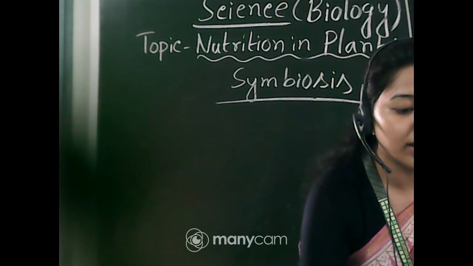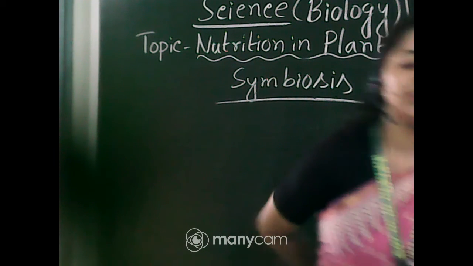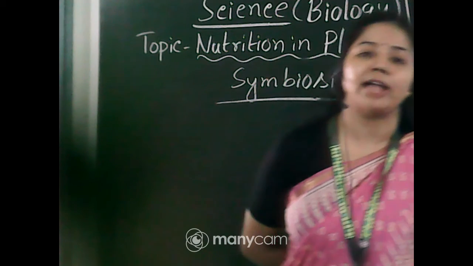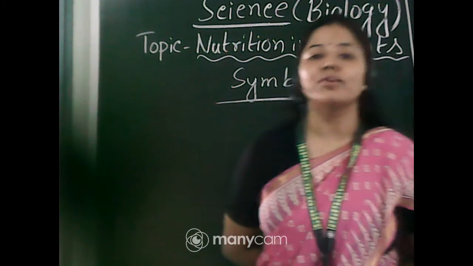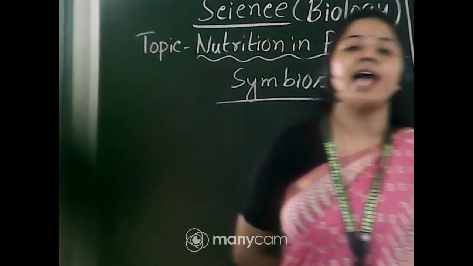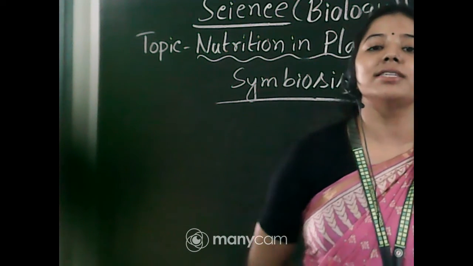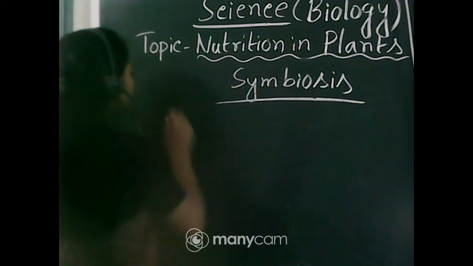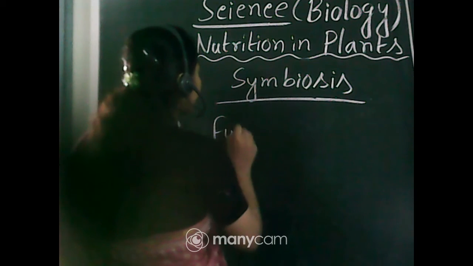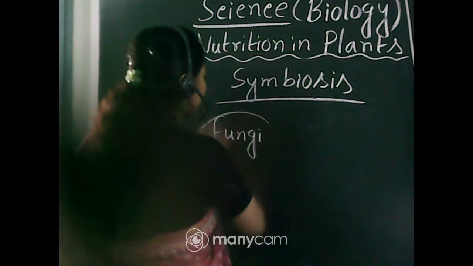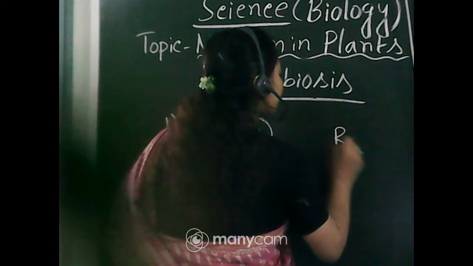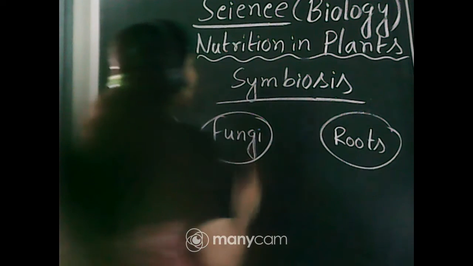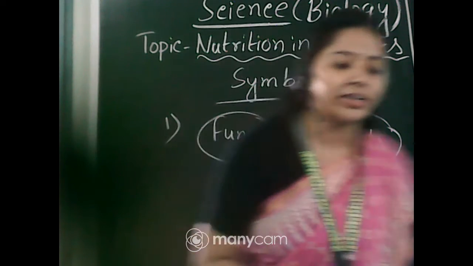Now I will give you some examples of symbiosis. There are certain fungi that live in the roots of some plants, and they have a symbiotic relationship with the roots of those plants. So the first example is fungi, and in the other case roots of some plants. Now, how are they in a symbiotic relationship?